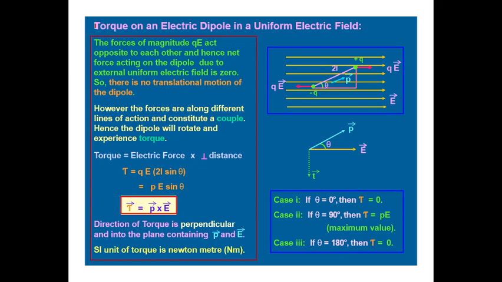The next article is torque on the electric dipole in a uniform electric field. Torque means a rotational force when an electric dipole is placed in an electric field. This is the electric field E, from the positive to the negative. In the uniform electric field, the parallel lines have equal spacing, which indicates the uniform electric field. The electric dipole is two equal and opposite charges separated by a small distance.